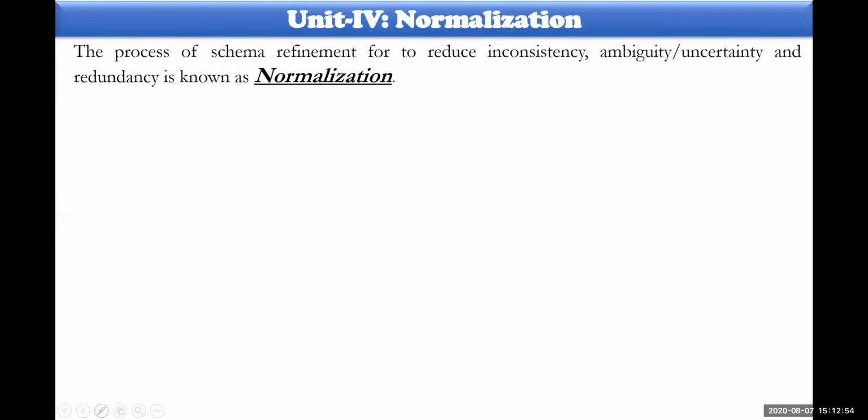Okay. So what is the basic importance of this particular unit, let us have a look here. The importance is the process of schema refinement for reducing inconsistency or ambiguity and redundancy. Okay. So let me give you the inconsistency. What is inconsistency? This means ambiguity. Let me give you what is ambiguity or uncertainty. And let me give you what is redundancy. So how these redundancies will be. So let me give you all these issues.